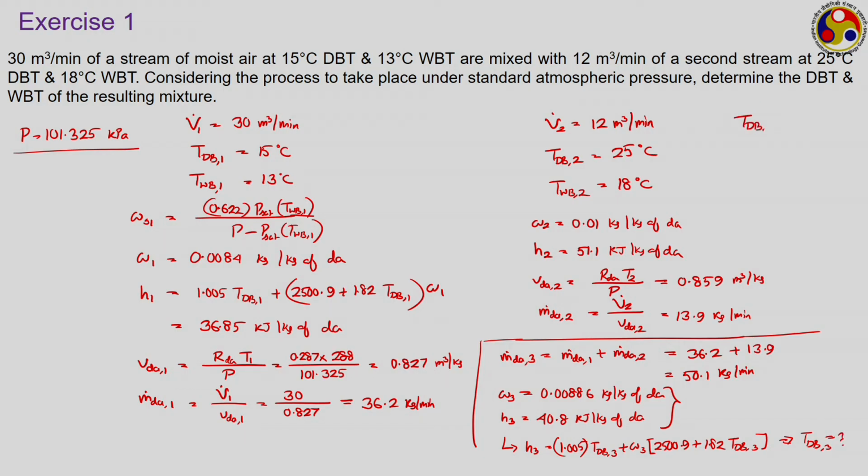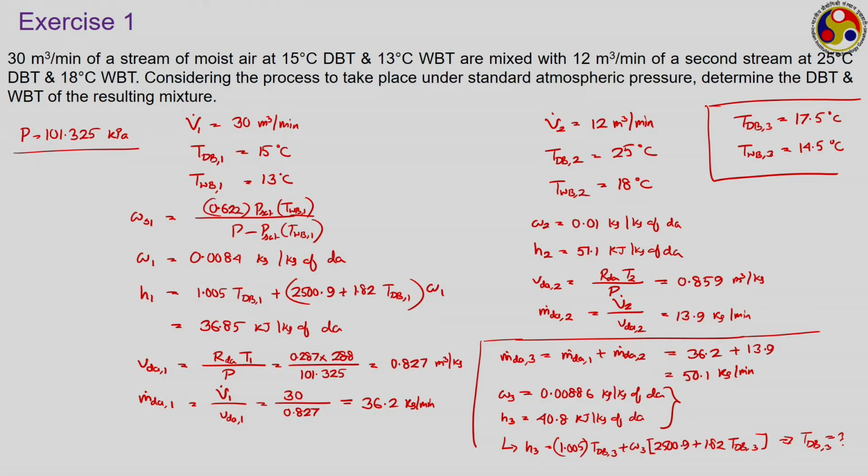The dry bulb temperature for the stream 3 is coming to be 17.5 degree Celsius, and the wet bulb temperature will be 14.5 degree Celsius. I have shown you how to get the dry bulb temperature. Try to find a way of estimating this wet bulb temperature, that I am leaving to you.